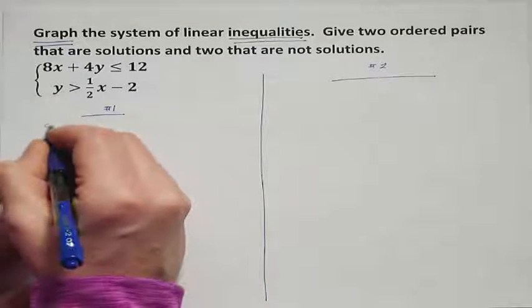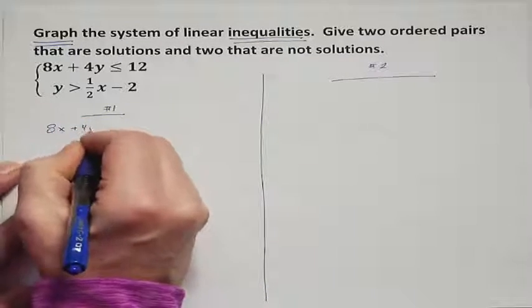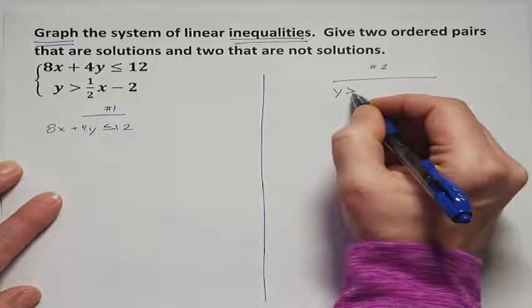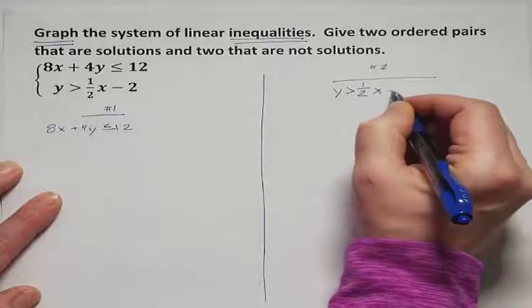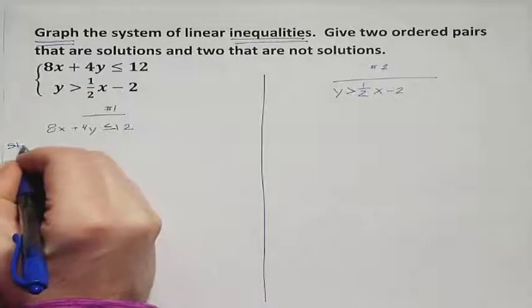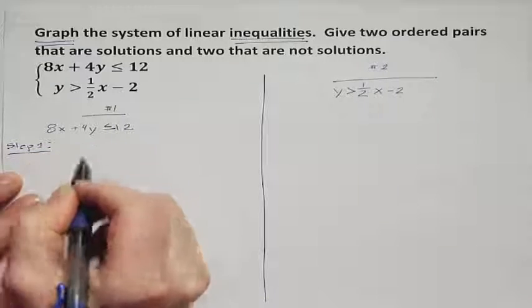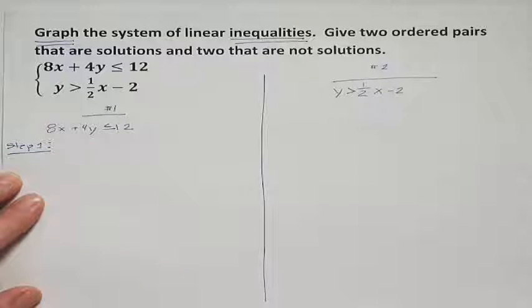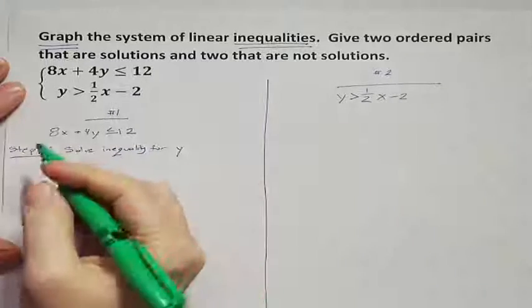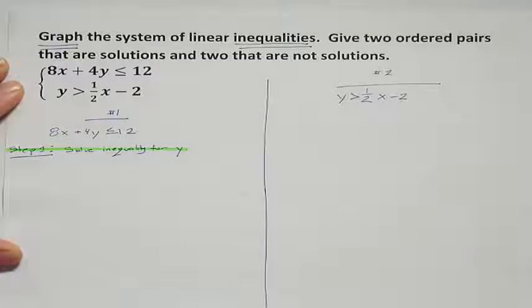So equation number 1: 8x plus 4y is less than or equal to 12. Equation number 2: y is greater than 1/2 x minus 2. They told me that I needed to graph it. So step number 1 is to make sure that your equation is solved for y. So we're going to go ahead and solve our inequality for y.